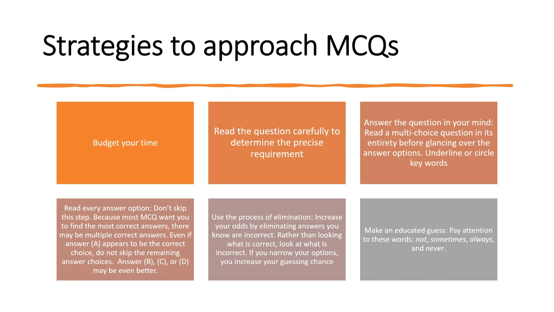Use the process of elimination. Increase your odds by eliminating answers you know are incorrect. So after you read the stem, then you read the options, and from the options, eliminate what is incorrect. Rather than looking at what is correct, look at what is incorrect. If you narrow your options, you increase your guessing chance at the end.